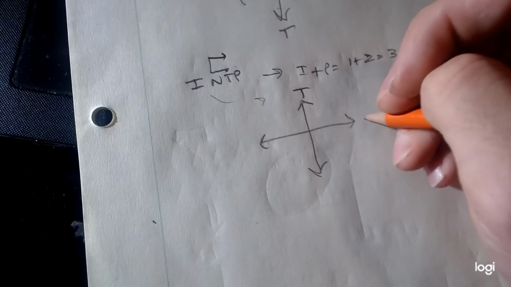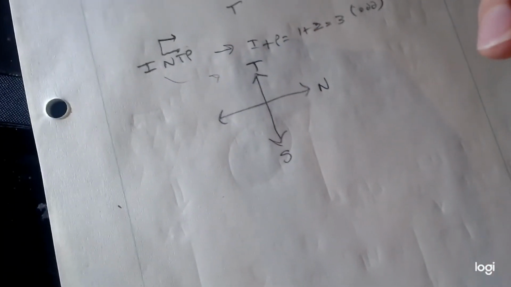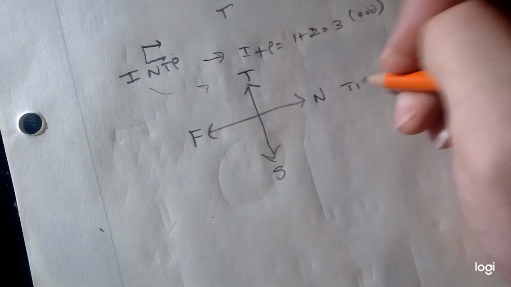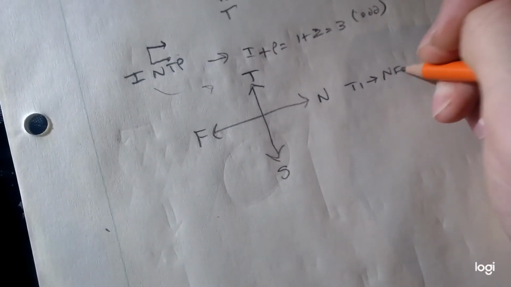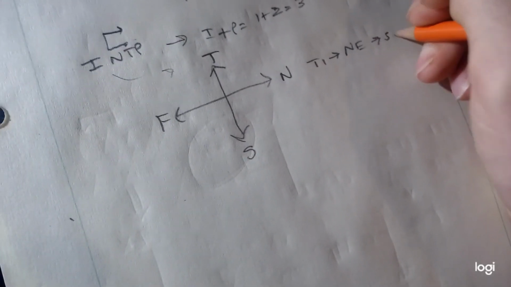And then INTP, you're starting with T, you're going to apply the introverted function, and then you're going to go from T to N, and then N prime is S, and then S, and then you're going to go T prime is F. So you're going to have Ti, and then you're going to have Ne, remember we're alternating, and then you're going to have Si, and you have Fe. So there you go.